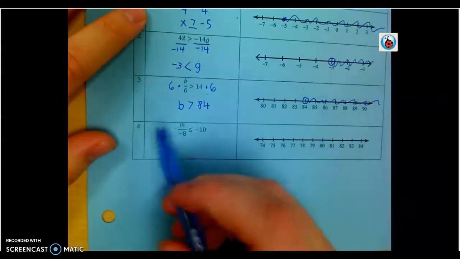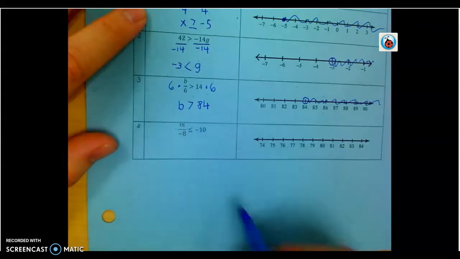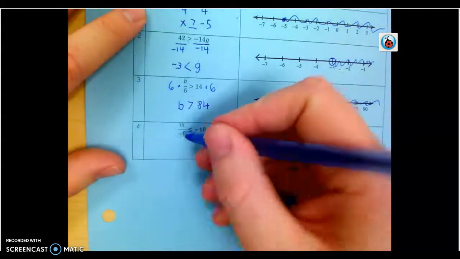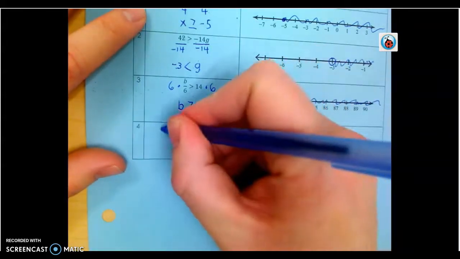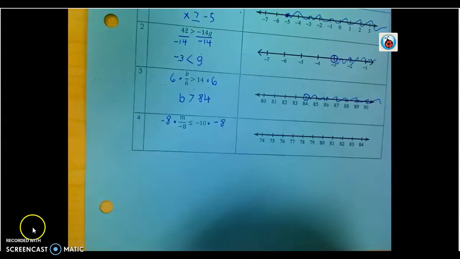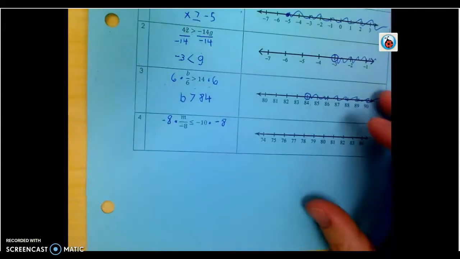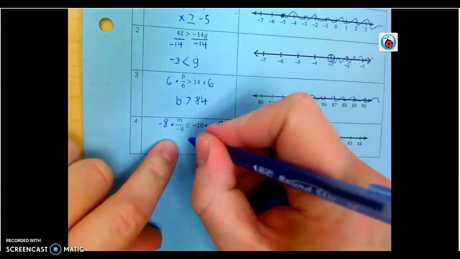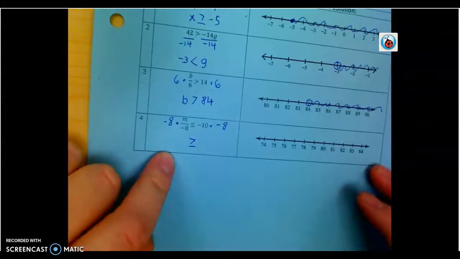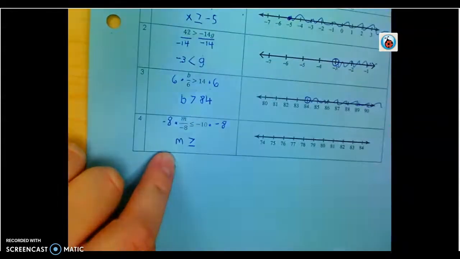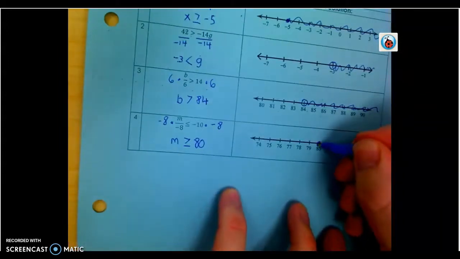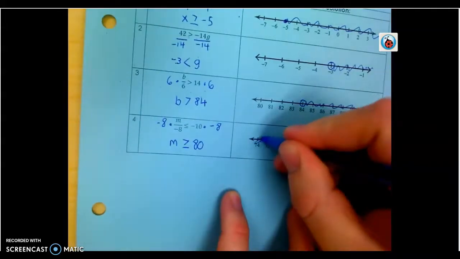Nice. Number 4, m over -8 is less than or equal to -10. I need to undo the fraction by multiplying by -8. Notice this time I'm multiplying by a negative, so a little scary. We know that when you multiply by a negative, we're going to have to flip the sign. It's going to go the other direction this time. This becomes m has to be greater than or equal to +80. So we put a closed circle at 80, and we shade to the left.